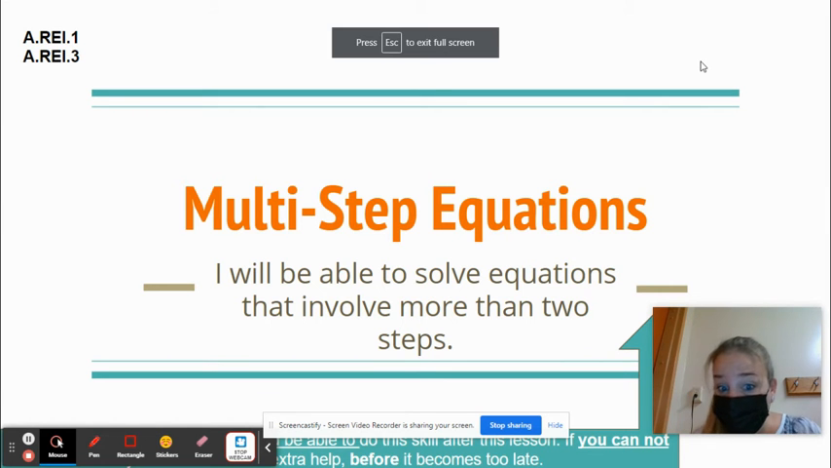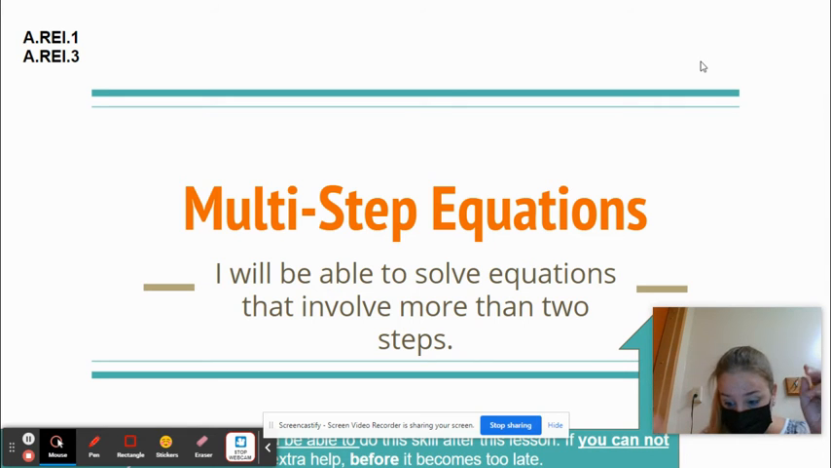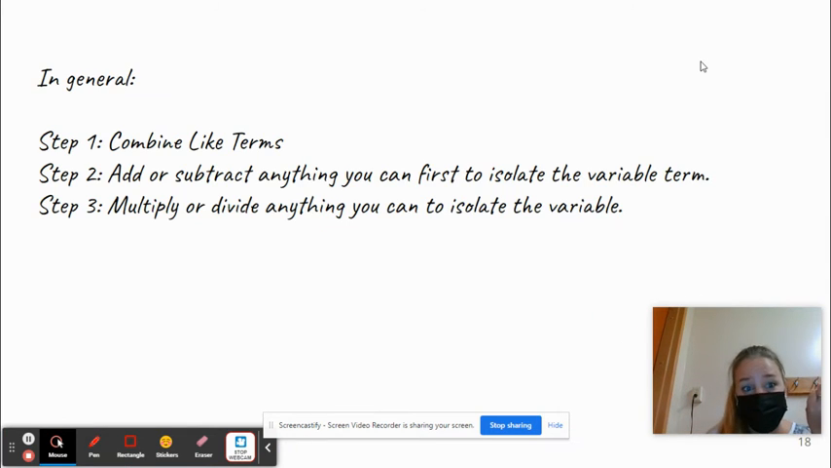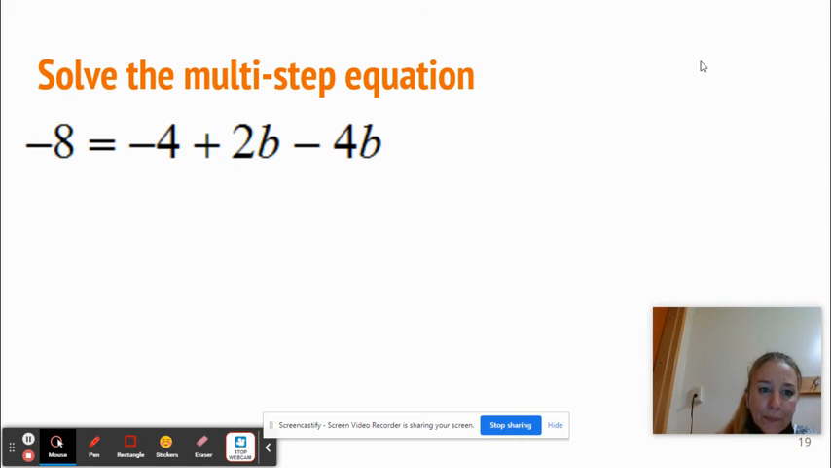Okay, so multi-step, just more than one step again. But in these situations, we're going to have like three steps. So I'm all alone. Okay. So you want to combine like terms before you start doing anything and then solve just like we had in the last video. So combine like terms, add and subtract, multiply, divide.